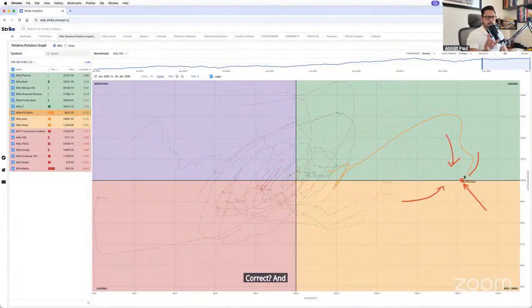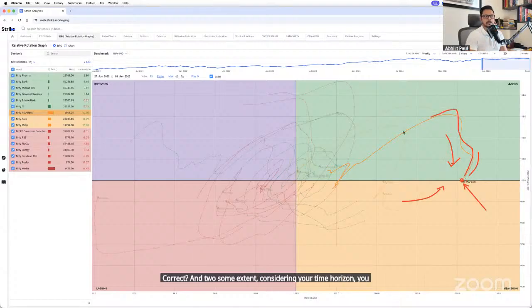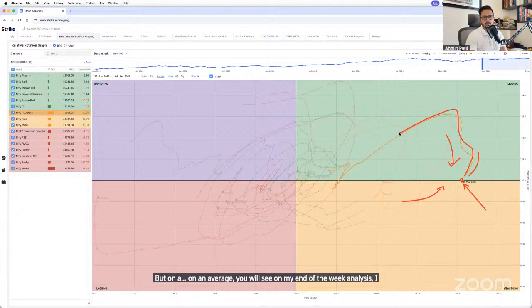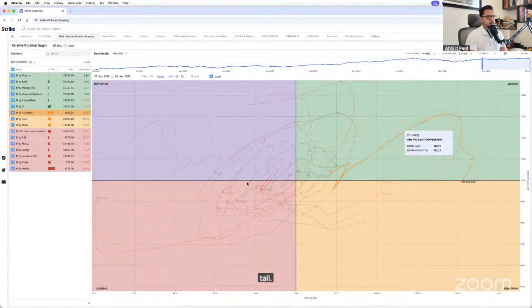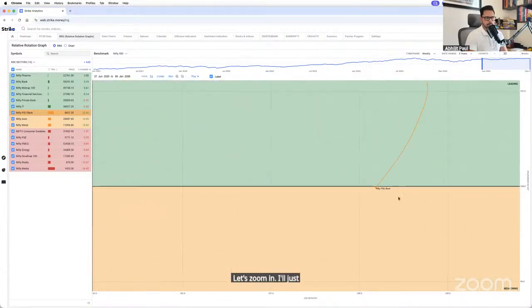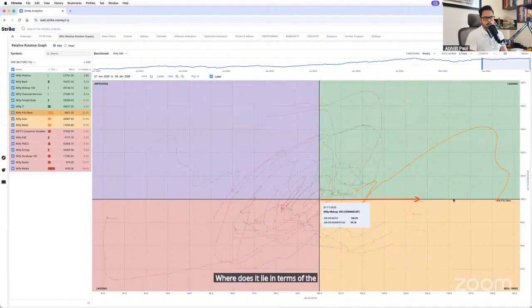And to some extent, considering your time horizon, you consider the tail. In this case, we're taking 30 weeks, the max we can take. But on average, you will see on my end of the week analysis, I take a quarter's tail. So again, how do we read this? Let's zoom in. I'll just take one example. This has just entered the weakening quadrant. Where does it lie in terms of the 0 point? Huge relative strength, but the angle is down like this. So it is a sector which has a lot of relative strength. It has performed tremendously well compared to the benchmark, whatever we are using.